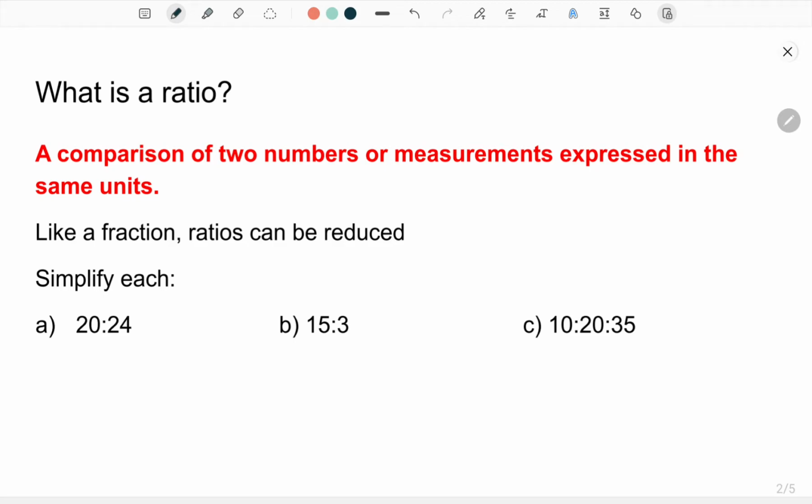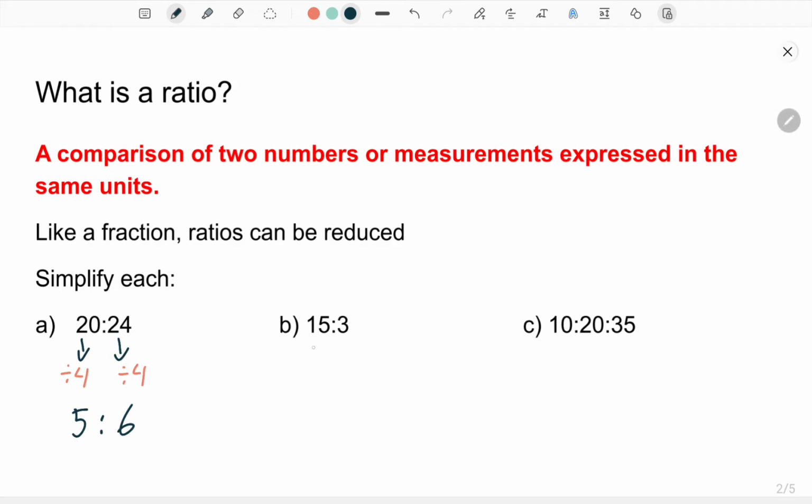And like a fraction, ratios can be reduced. So let's do that. Let's go ahead and reduce some ratios. So again, when we reduce fractions, we look for a number that divides into both parts of the fraction. For a ratio, look for something that divides into both of our numbers. So if you have 20 and 24, well, you can divide both of those parts by 4. And if you do that, you will get a ratio of 5 to 6. And in terms of terminology, we say 5 to 6 or 20 to 24. That's how we say our ratios.